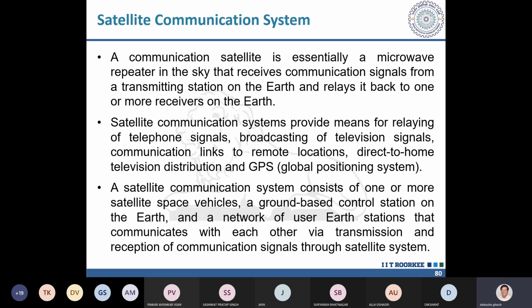A satellite communication system, as you can understand, will consist of a satellite, a space vehicle, and a ground-based control station on the earth. You will have a network of many users communicating with each other. They are connected basically through the satellite, which is controlled by the control station.